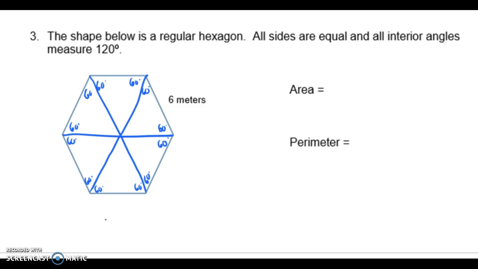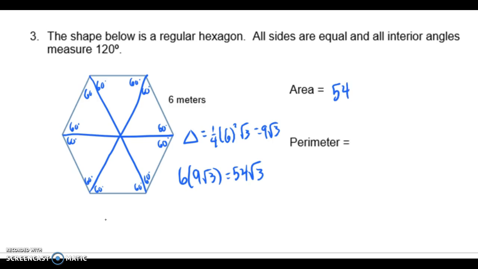To find the area, I can find the area of one of the triangles. Since the triangle is equilateral, it's 1/4 times 6 squared times root 3, which would give us 9 root 3. That's the area of one of them. But the hexagon actually has 6 of them. So to find the total area, I'm going to do 6 times 9 root 3, which is 54 root 3. So my area of that hexagon is 54 root 3 meters squared. My perimeter is all the sides added up. Well, there's 6 of them, so 6 times 6 would give me 36 meters.